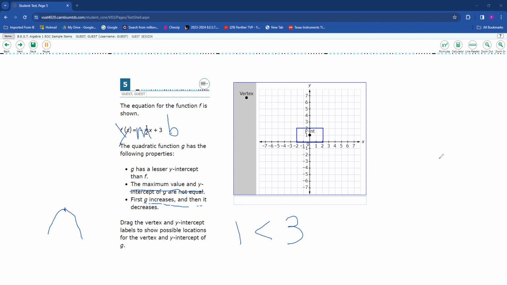Okay, so we can think about it two ways. The easier way would be it's going to go up and then come down. So the vertex can be somewhere else that's not the y-intercept. Where is my vertex? Right there. So I'm going to place it, let's say over there. I didn't have to draw it perfectly, but you get the idea. It is going up first and then decreasing next, and the vertex and the y-intercept are not equal. So that's that.